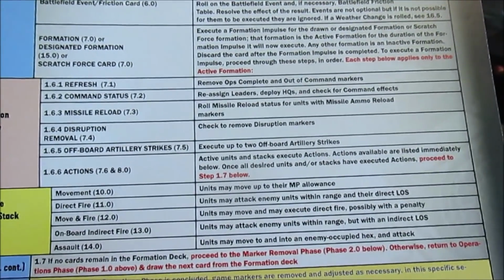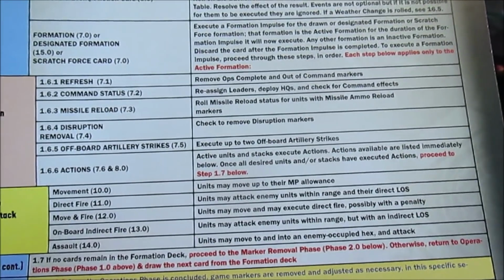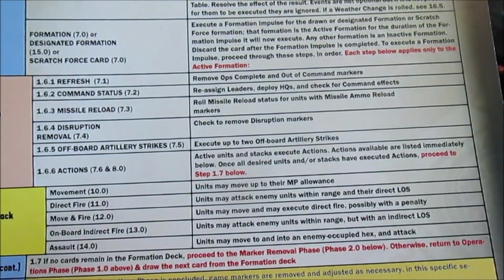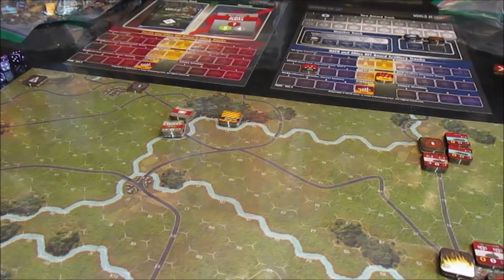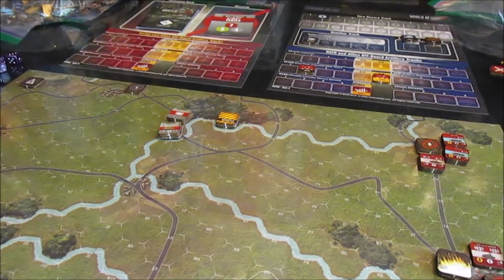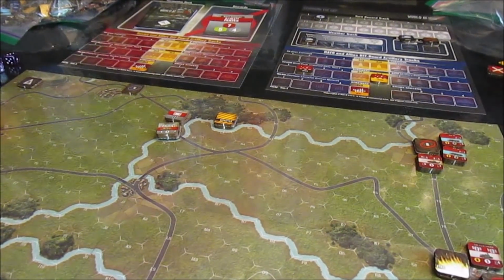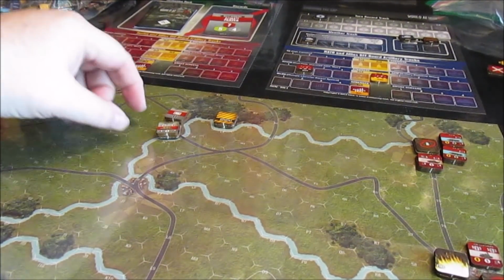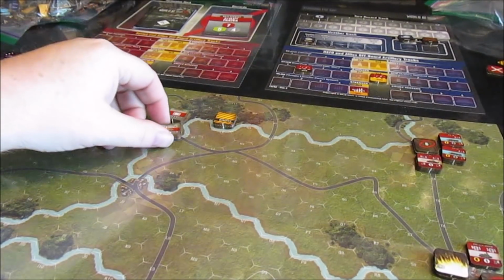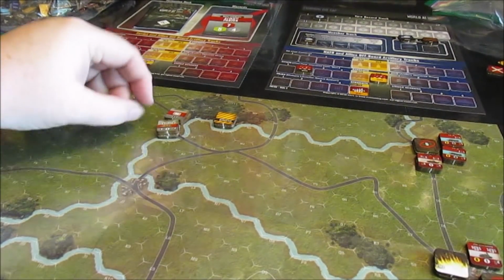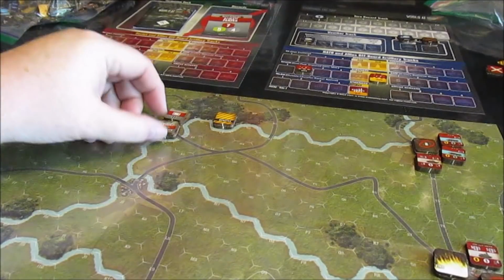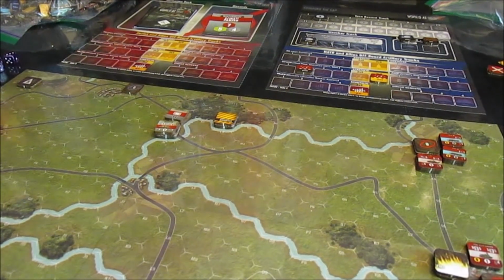So then after offboard artillery strikes is actions: movement, direct fire, move and fire, onboard, direct, indirect fire, assault. Okay, now this actually kind of sucks that these guys ended up going first, because they're going to catch some op fire. I've got to clear this road and this bridge to be able to get this headquarters unit. And if I move, it's going to be moving fire rules, but I need to clear the road anyways.